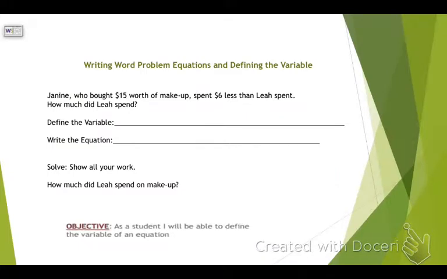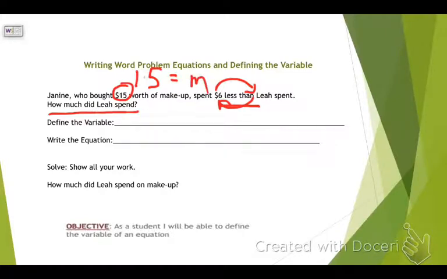Here we go. Janine, who bought $15 worth of makeup, spent $6 less than Leah spent. How much did Leah spend? Okay, so let's see. We got Janine, who bought $15 worth of makeup. I don't need that, do I? I hope not. Spent $6 less than. Ooh, less than. That usually means things get turned around, all right? Then Leah spent. How much did Leah spend? Okay, well, we have $15. And I know that Janine spent 6 less than. Well, I don't know what Leah spent, so we're just going to call that M. And it was 6 less than, right? So less than usually means you put the $6 at the end.